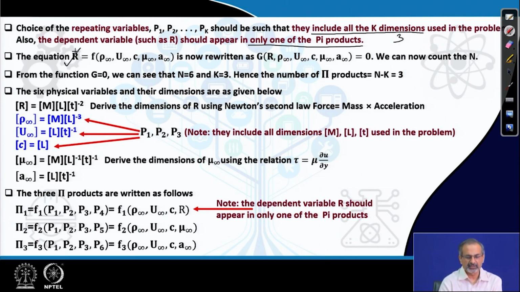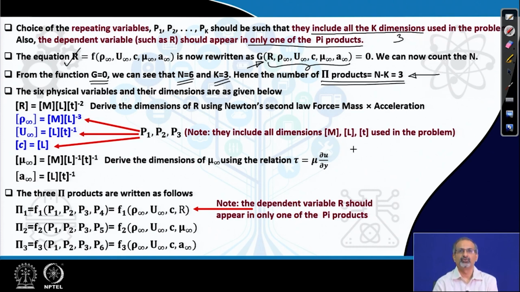So, this is the r equation that we are familiar with. You can also write it in a form like this, where r joins the list of variables and you have a function g equal to 0 representing the situation. In this g equal to 0 form, you can count the n's, that is the number of physical variables. You already have a count of 3, a count of k, which is 3 for you. Thereby, you now have the number of pi products, which is given by n minus k according to the Buckingham pi theorem, which turns out to be 3. So, you can expect 3 pi products for this problem.